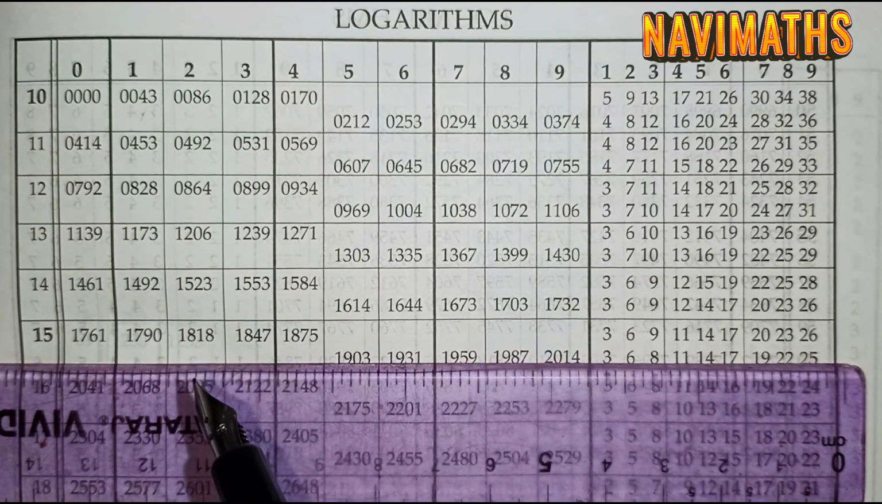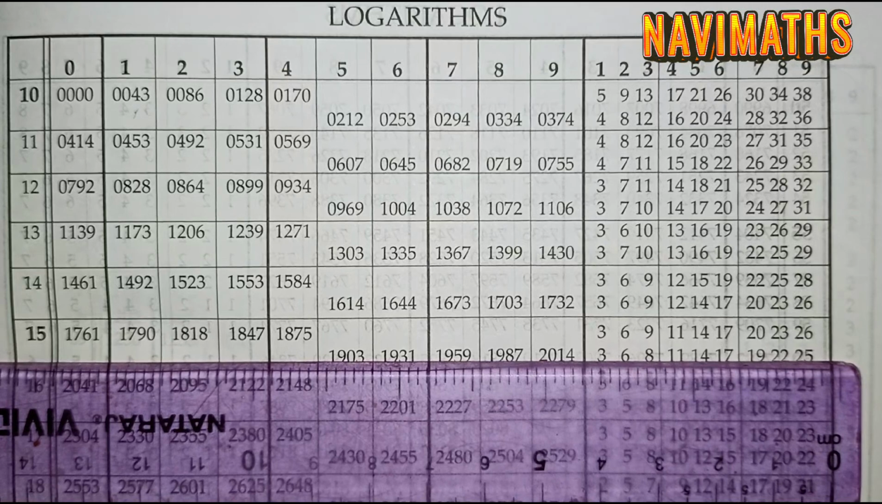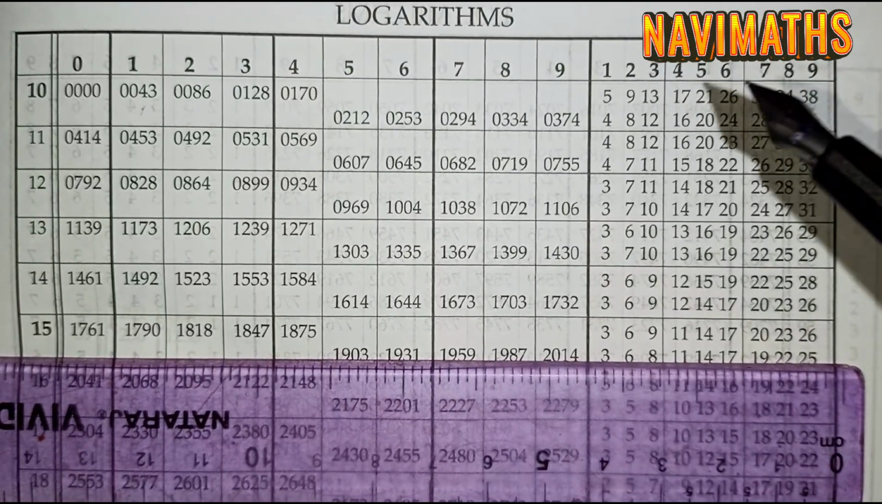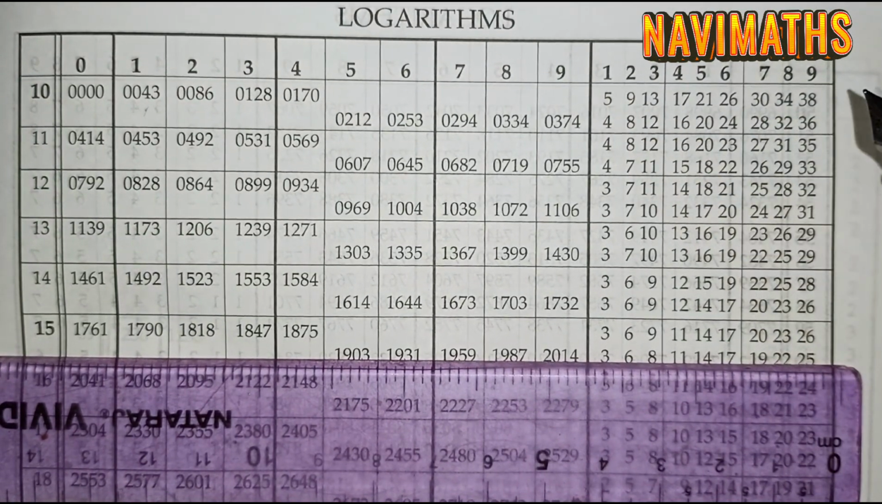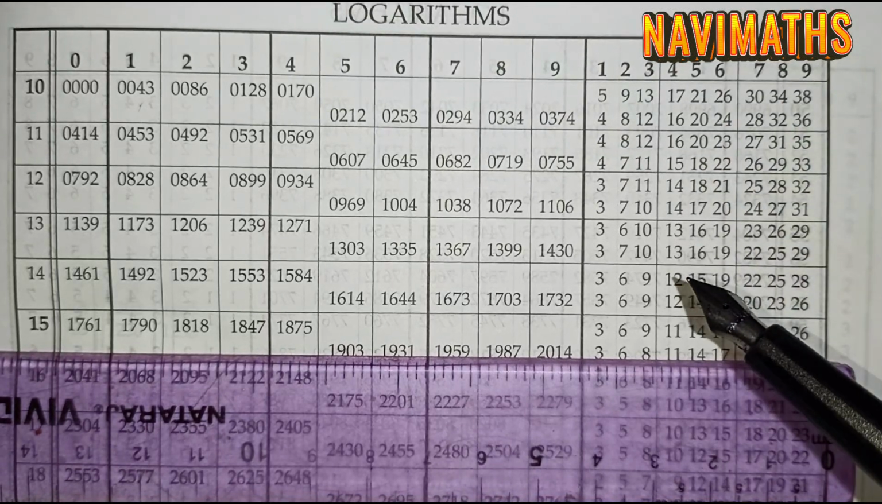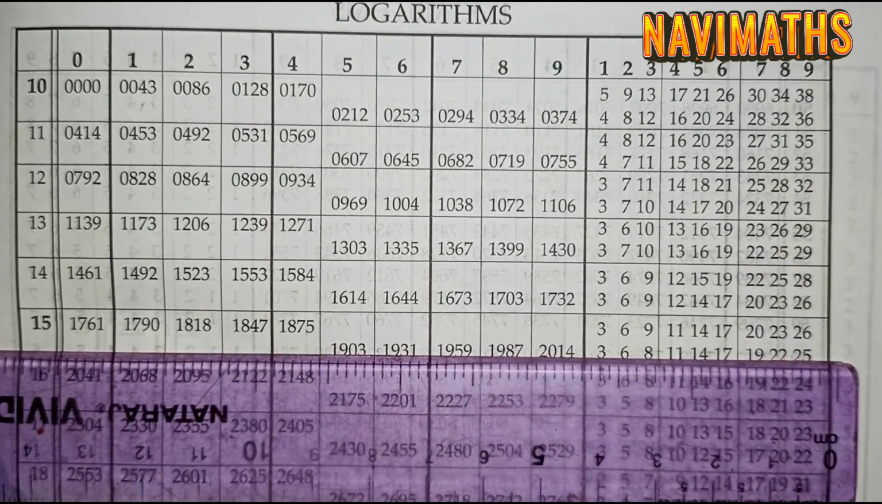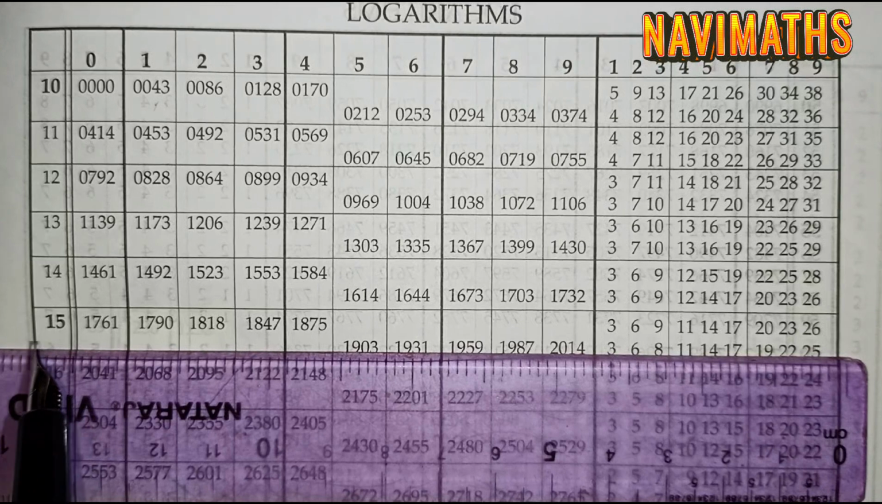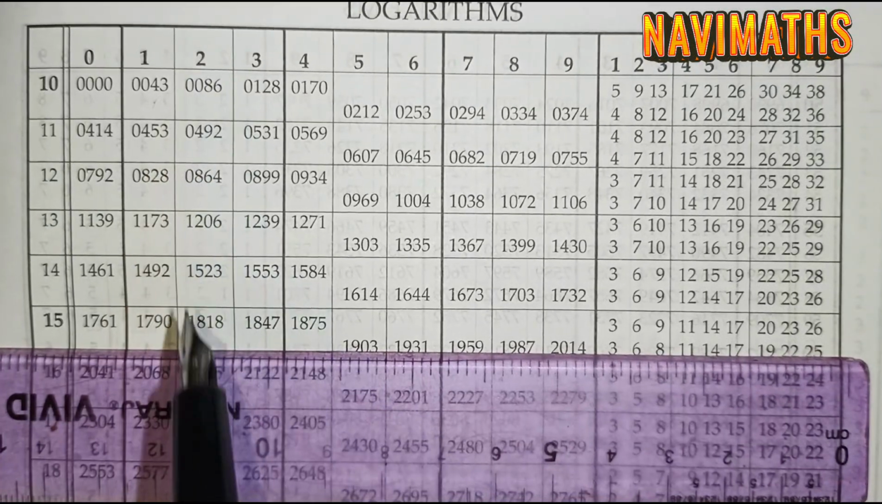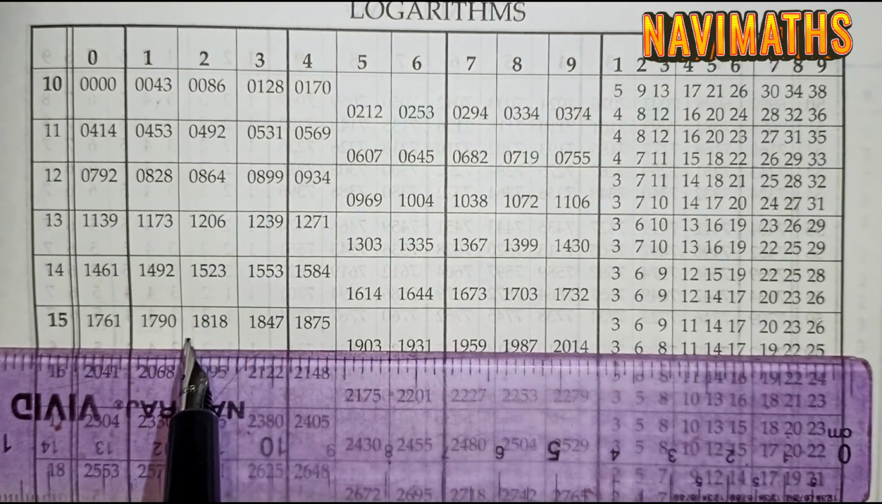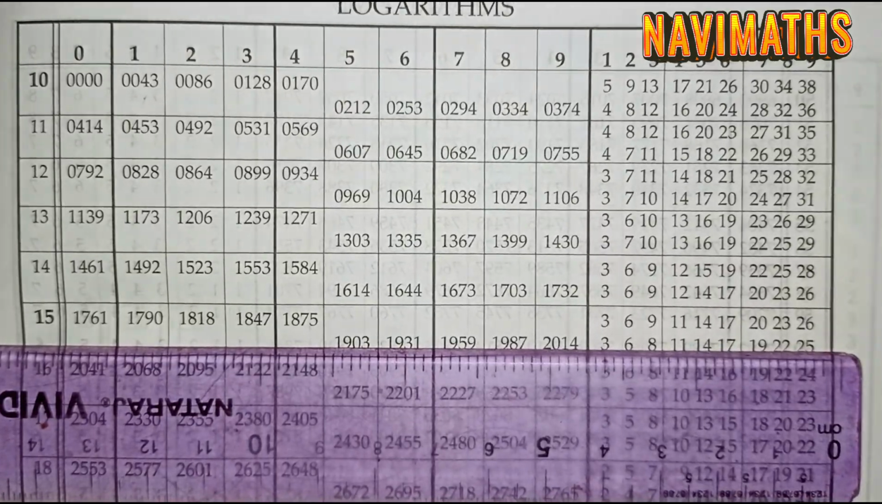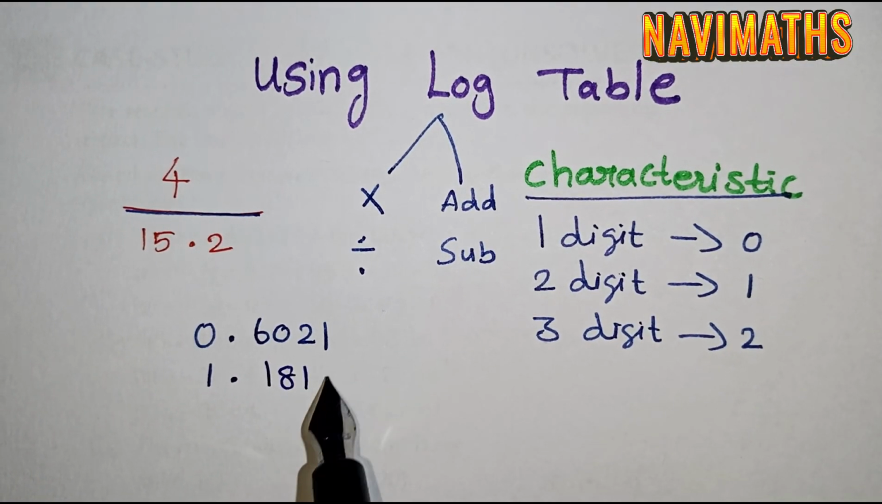1818 is the value. Suppose they have given an extra number, like 15.26, that should be seen in this mean difference. This is called the mean difference. That value also will be added. Now we have been given only 15.2. So in this 15 and this 2, the intersection value is 1818. That should be written. Write 1818.